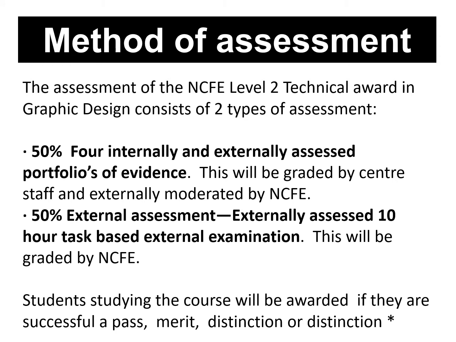So, method of assessment. This slide is just explaining in a little bit more detail what I was just touching on before. All of the units, so 1, 2, 3 and 4, are internally assessed in the first instance and then externally assessed, and then the 10-hour exam is externally assessed and graded by NCFE themselves. Should a student get a distinction in all 4 units and the exam, they can come out with a distinction star. Alternatively, at a Level 2, it is a pass, a merit or a distinction.